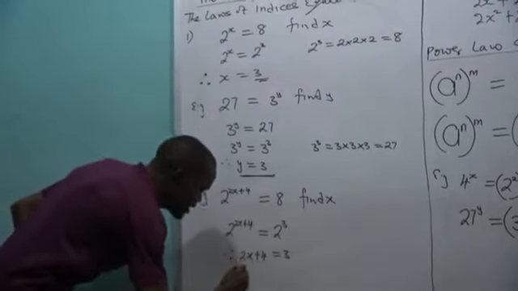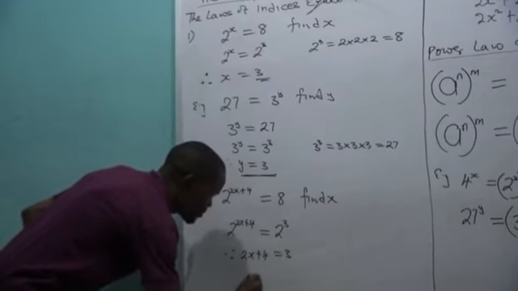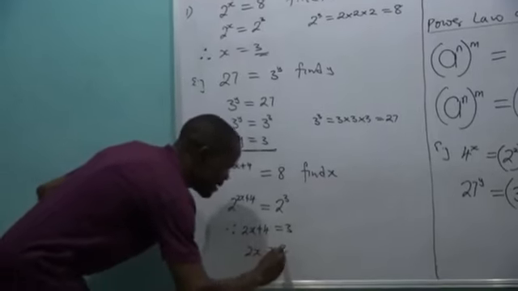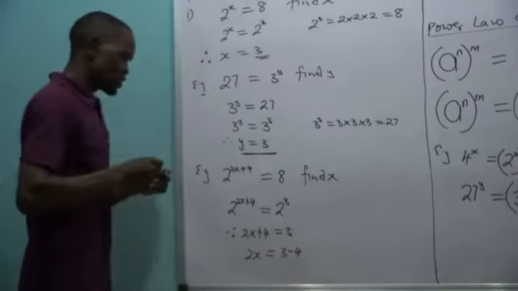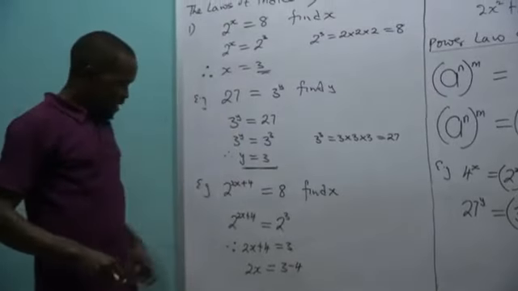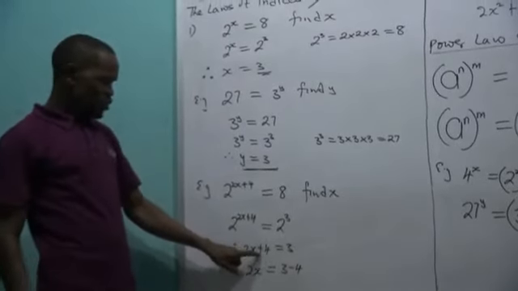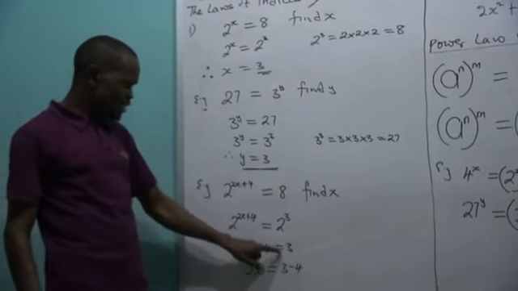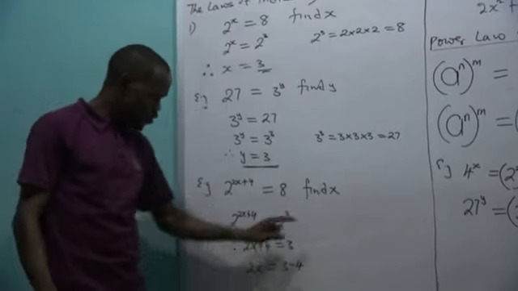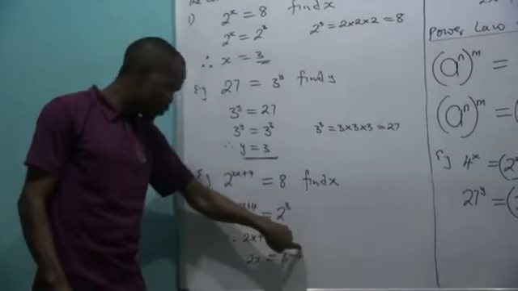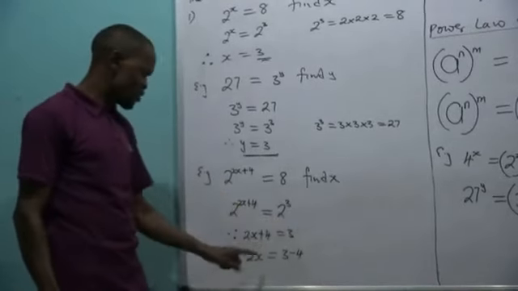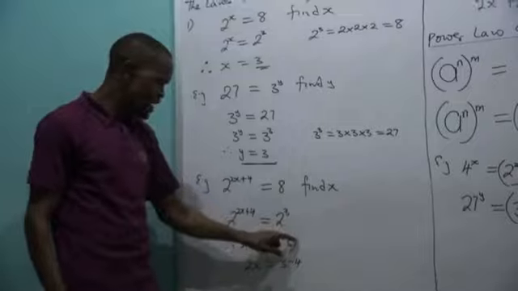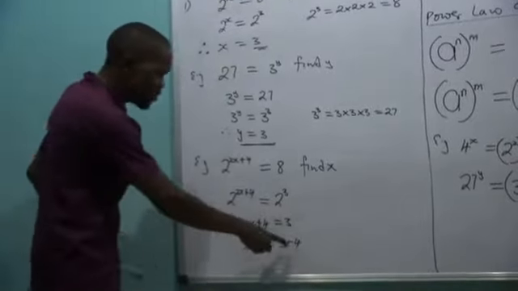Then by doing that, I will say that 2x is equal to 3 minus 4. What happened here? This plus 4. When it crosses this equality sign, when it goes out and passes through this equality sign, it becomes minus, because it's plus here. Crossing over here, it becomes minus. And that's how we get it.